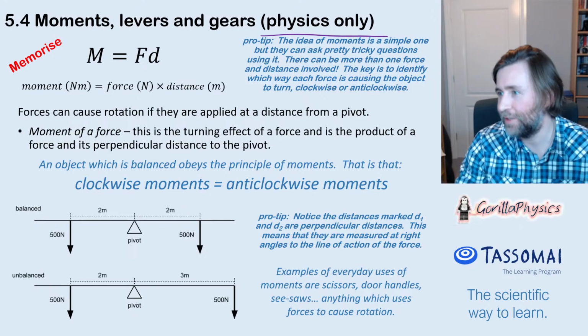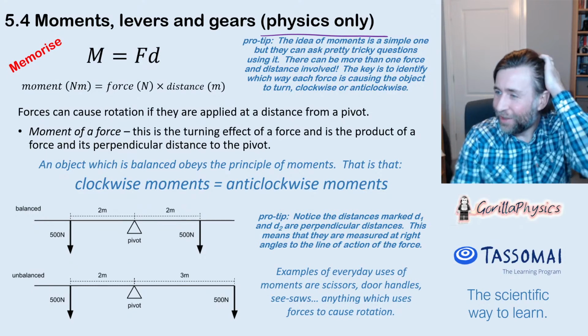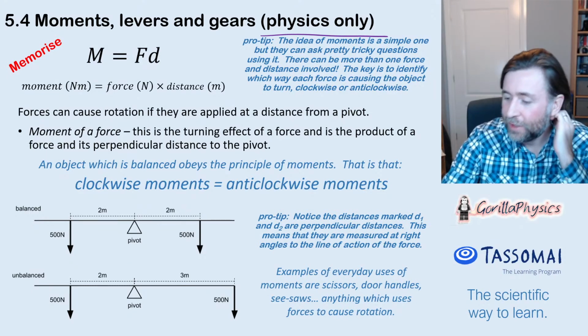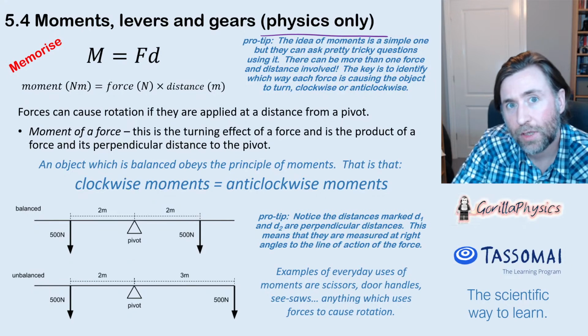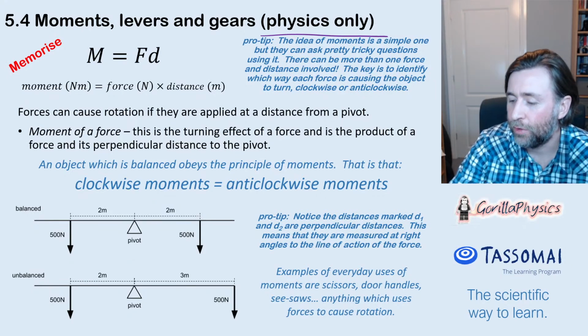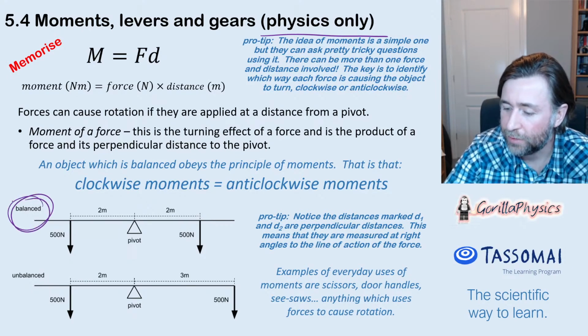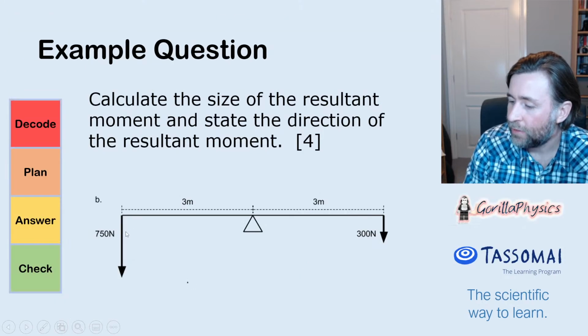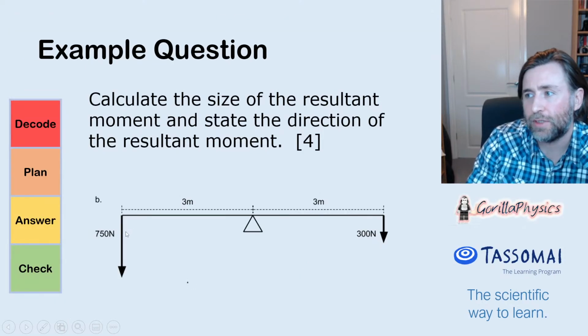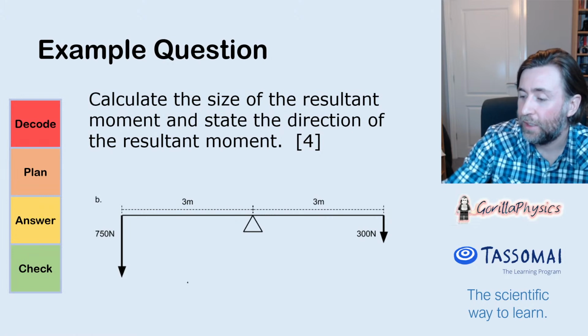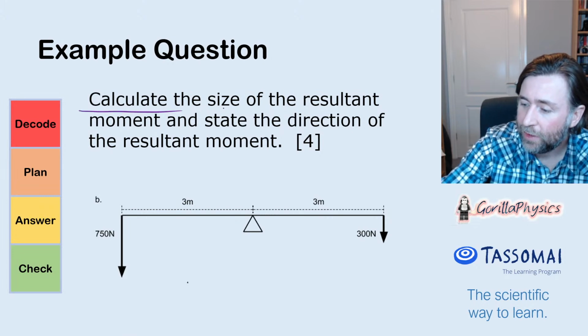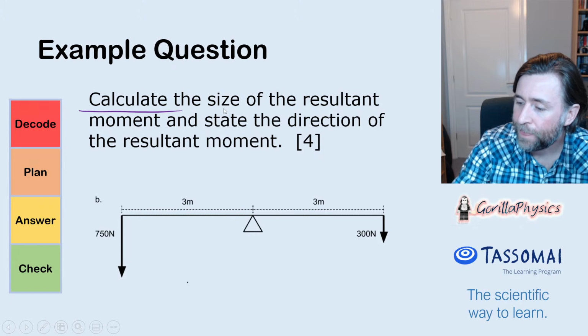All right, that's that. Now then, so that's how we work that out, and we can actually work out the moments on one side and use that to work out a moment on another side if we know that our seesaw is balanced, our fulcrum is balanced. So actually, that's the question that we've got here. So it's starting to get a bit trickier here, isn't it? Because now it's worth 4 marks. This calculation. Calculate the size of the resultant moment and state the direction of the resultant moment.